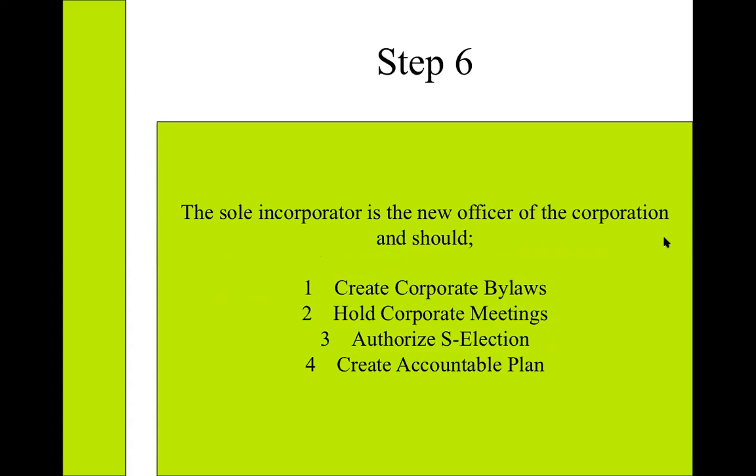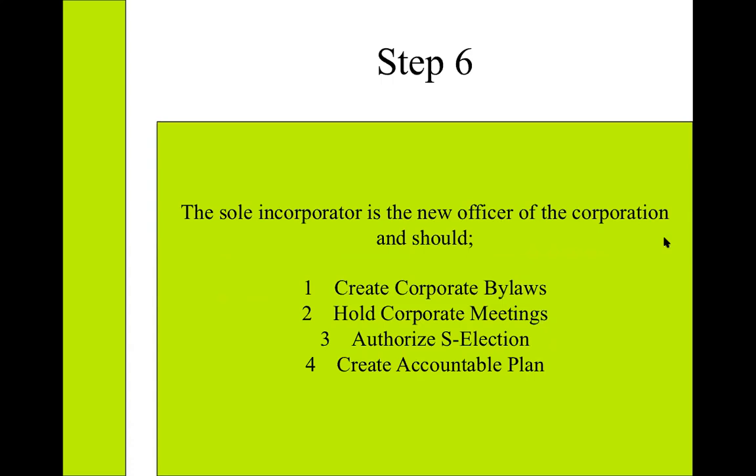Next, step 6. The sole incorporator, which was you, or not an agent or your CPA, or if you're doing this yourself, is now the new officer. The new officer of the corporation should create some corporate bylaws, hold corporate meetings and keep minutes, and then authorize an S election in those meetings, and then create an accountable plan if you have a home office or if you're using some of your personal expenses that are no longer personal now because you have an S-Corp.